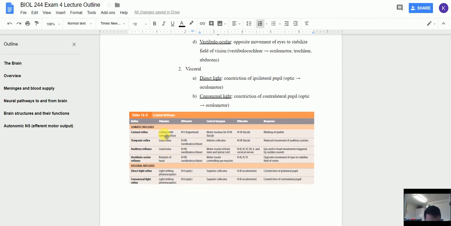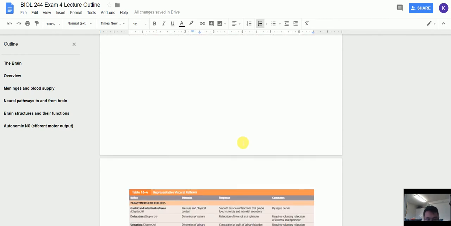So here's a table from the book. Corneal reflex: contact with the corneal surface, which is trigeminal. Auditory reflex: vestibule and tympanic, vestibulocochlear. This one's very easy to remember.